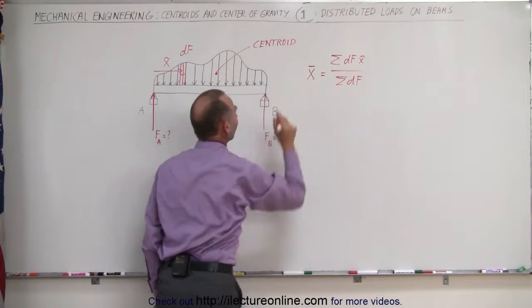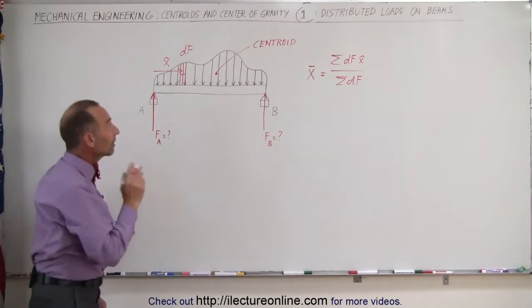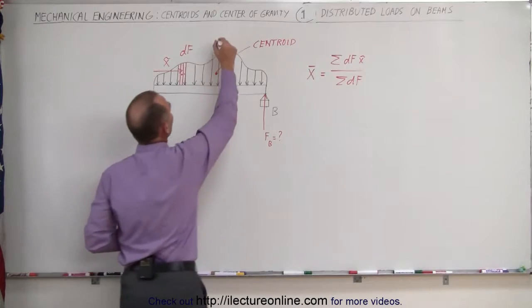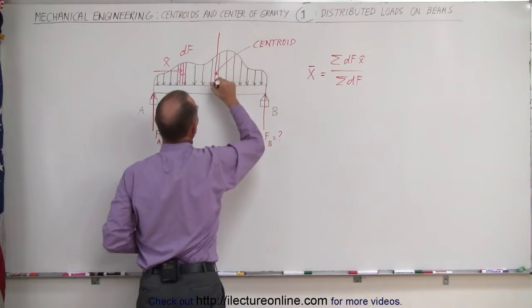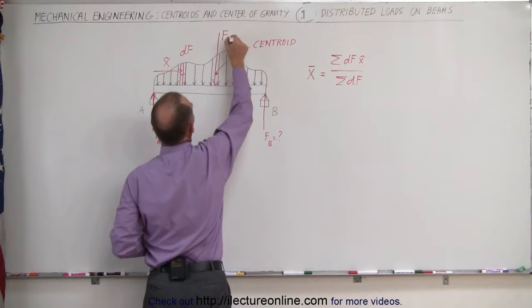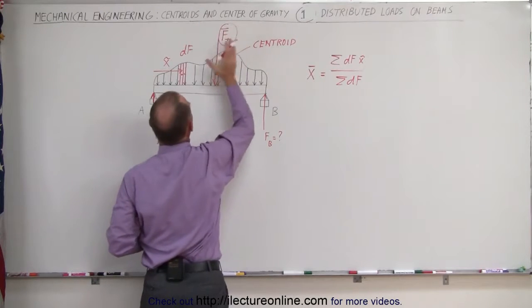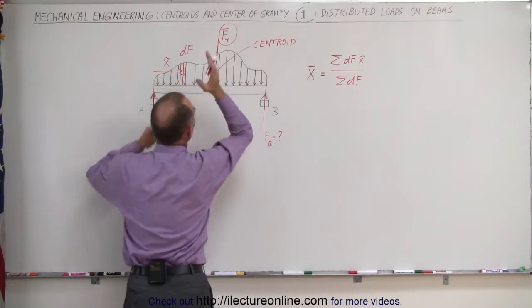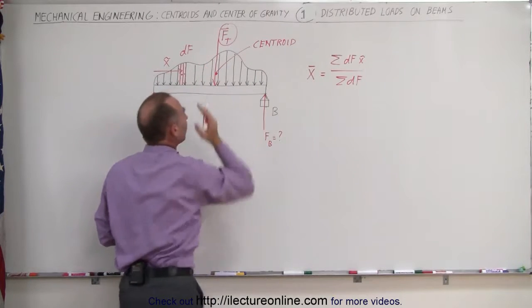Why finding the centroid is important is because at that point it acts like all the force is acting on the beam at that particular location. If we draw a force vector here, call this force total, that would be the total force equivalent to all the force acting on the beam in its entirety, as if it was concentrated at that one single point.